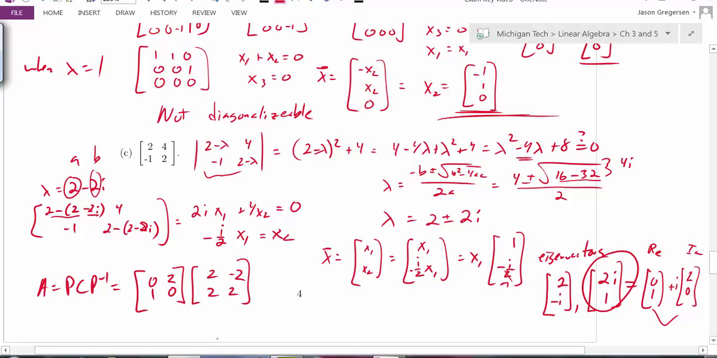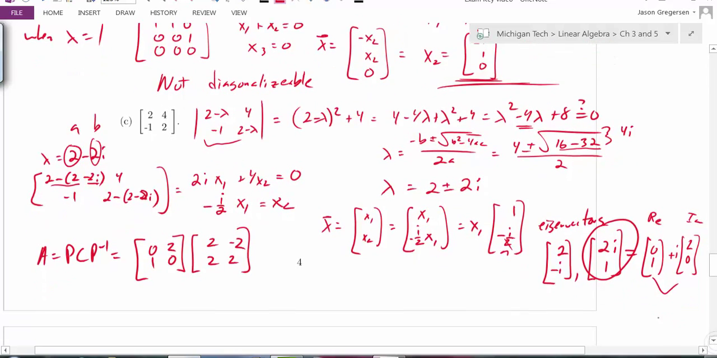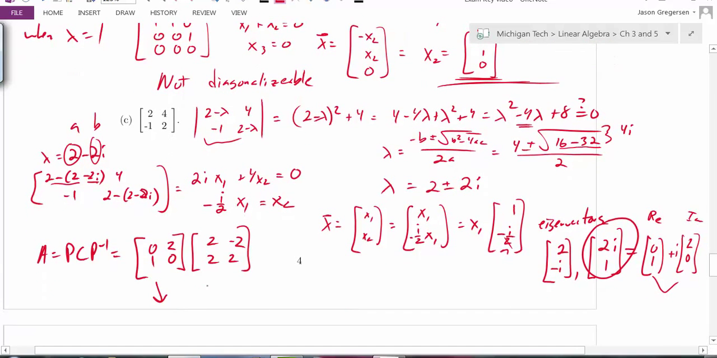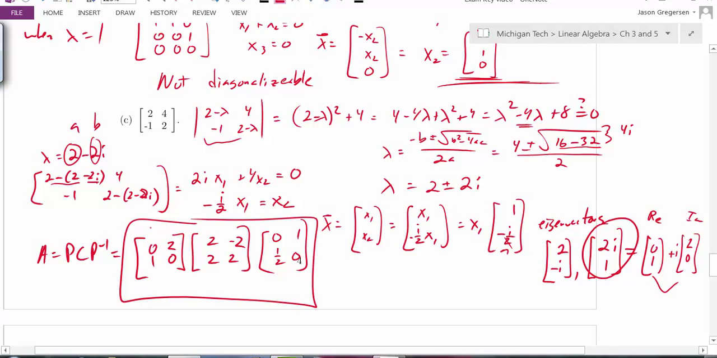And lastly, I would just have P inverse here. And I can take a second real quick to calculate what this P inverse would be. It would be 1 over the determinant, which would be 0 minus 2. And I would switch the main diagonals and put a negative sign on the off diagonals. So this would look like 0, 1, 1/2, and 0. So that P inverse would be 0, 1, 1/2, and 0. And so this would be the correct factorization using these complex eigenvalues and vectors.